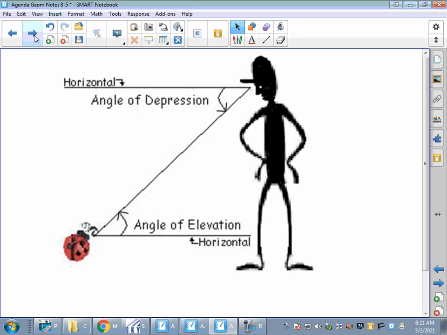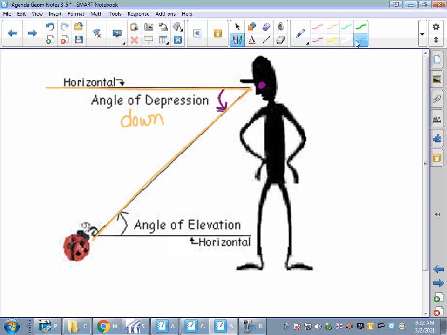So if I am a person standing up here, here's my eyeball right here, it's purple, and I am looking down at something, right? So here is where my sight line would be, a horizontal line. This is where I'm looking down at this lovely little ladybug. This is my angle of depression. Angle of depression means you're looking down.